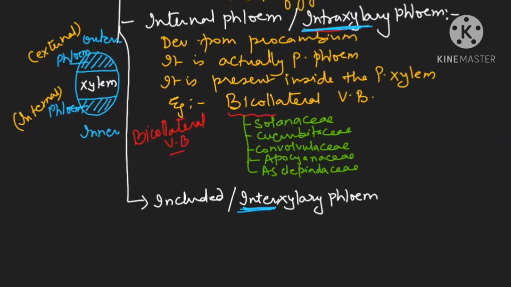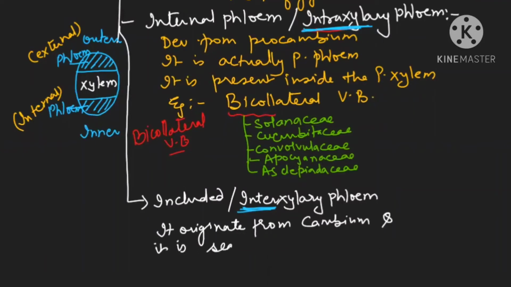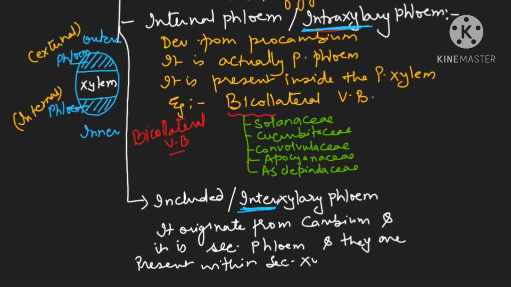So how is it possible? Actually, it originates from cambium, vascular cambium generally, and it is secondary phloem. It is not primary phloem. It is secondary phloem. And they are present within the secondary xylem. That is why we say it is within secondary xylem.